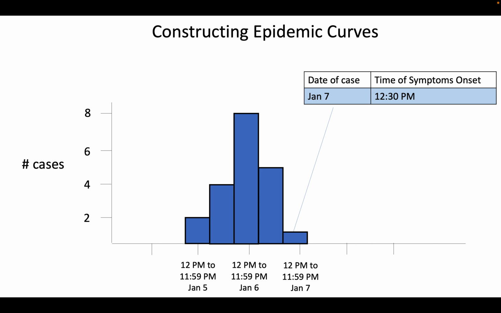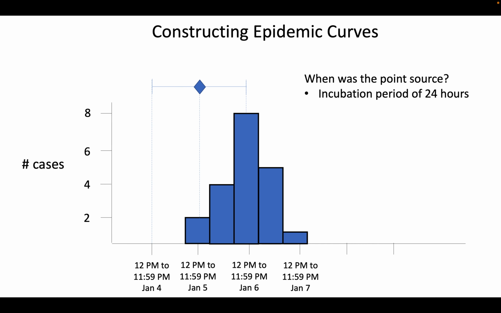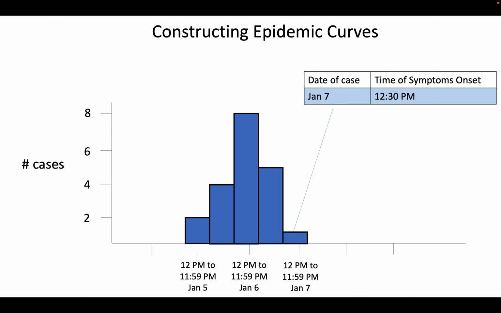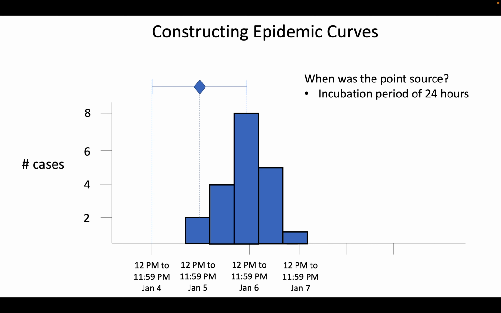Then we can start trying to figure out when this outbreak might have begun. Again, we have this 24-hour incubation period, which is an average. So to get our point estimate of when we think it began, we go 24 hours from the peak, so 12 hours, 24 hours. To get the confidence interval around it, we go 24 hours back from the first interval with cases, and 24 hours back from the last interval.